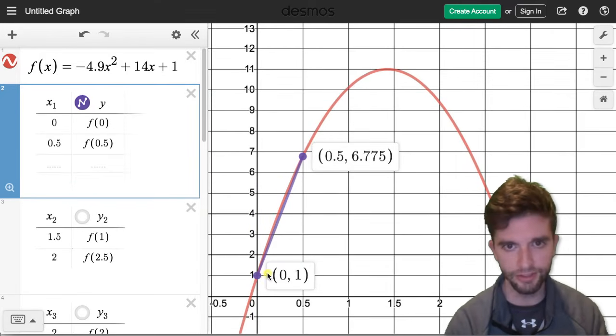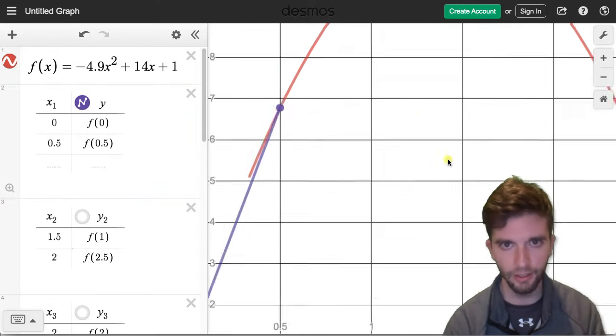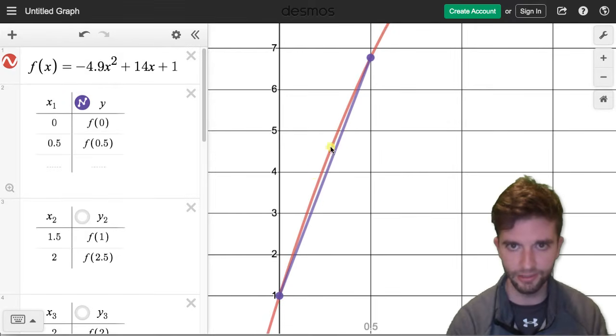That means over this interval, if I zoom in on here, we can see that it's not a constant rate of change, right?